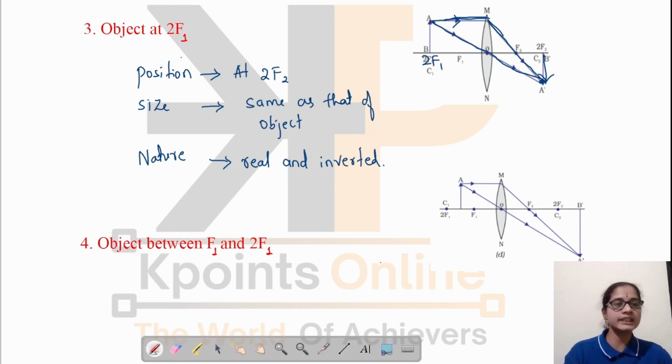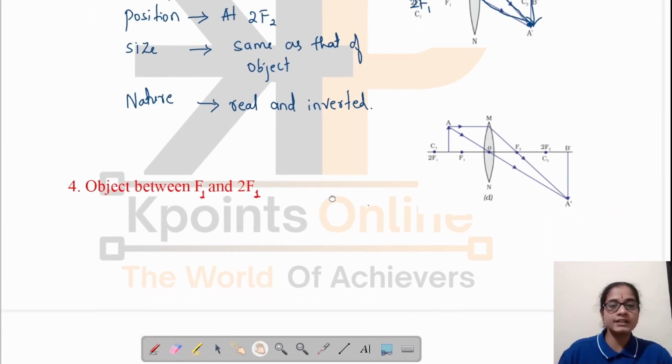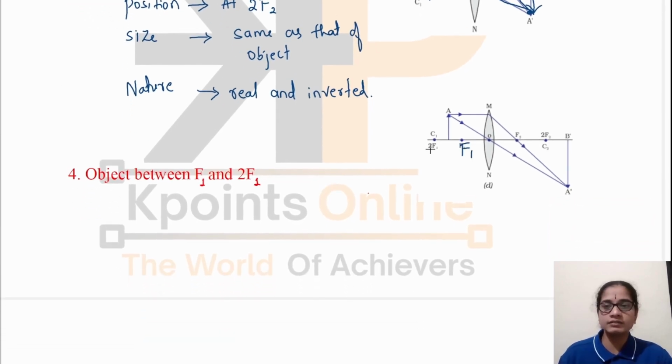Now let's see when the object is placed between F1 and 2F1. This is F1. This is 2F1. Here the object is placed between F1 and 2F1. We are considering here a parallel ray of light falling on the lens. After refraction, it will pass through the second principal focus. One more ray here, that is passing through the optical center of the convex lens. It will go undeviated. So, this is the point at which these two rays are meeting. So, the image is formed here.